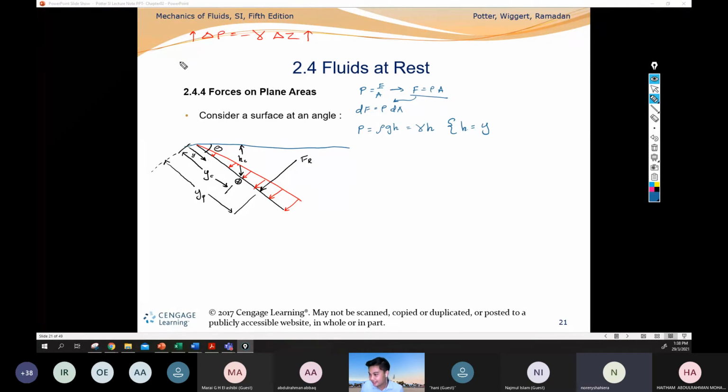Let me draw here. This is Y, and this is theta. This is h, the one I refer to here. So how do we get h? This hypotenuse Y, in order to get h, cos or sine? Sine.